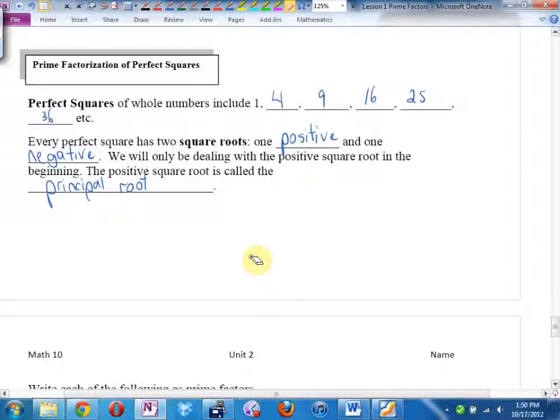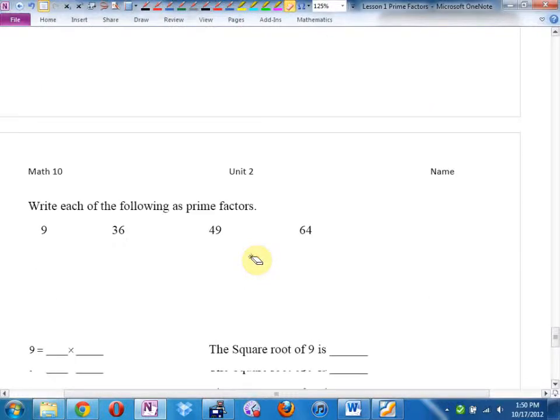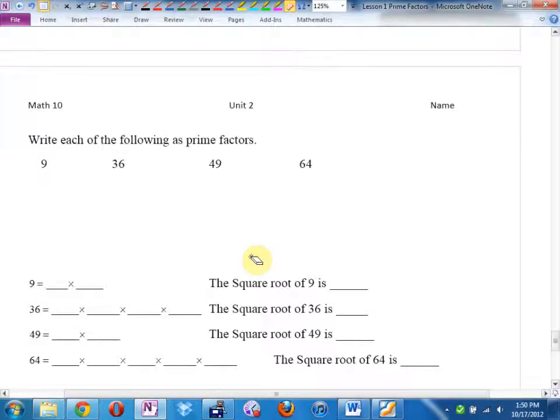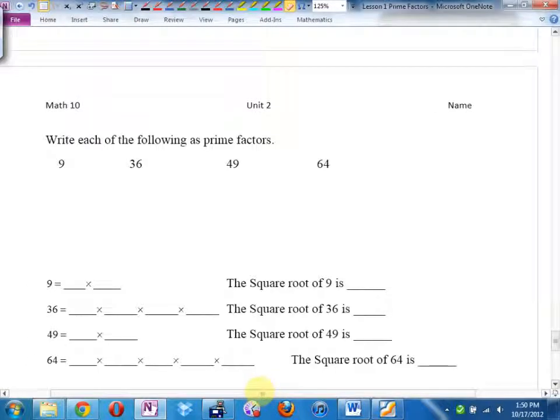Square root of 9. 3. It says, write each of the following as prime factors. How can I write 9? And the fact that 9 is 3 times 3, what that means is the square root of 9 is what? 3. Not 3 squared. The square root of 9 is 3. 3 squared is 9. That means that going backwards, the square root of 9 is 3.